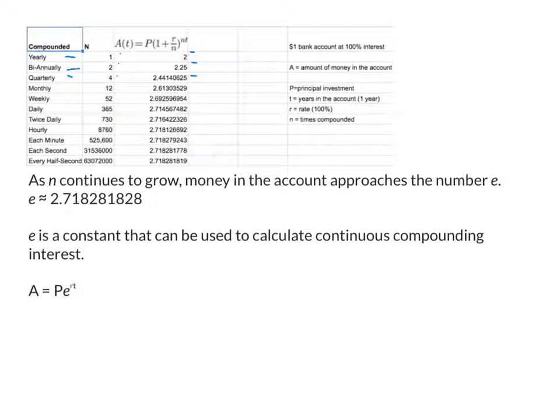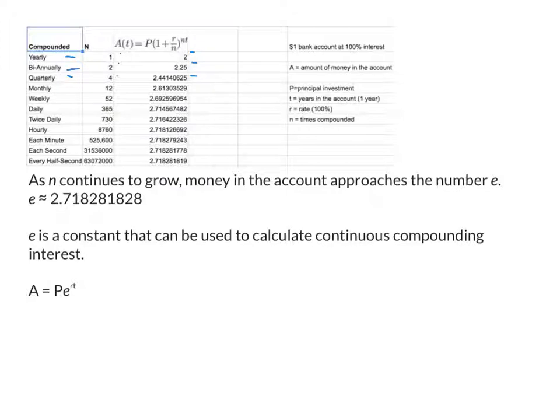And so what happens as we make n bigger and bigger and bigger, is the money in our account approaches a new constant that we're going to talk about, the number e. e is the number 2.718281828. Much like pi, e is an irrational number. It goes on forever and ever and ever, never stops or repeats. Now, e is a constant that we're going to use to calculate continuous compounding interest.